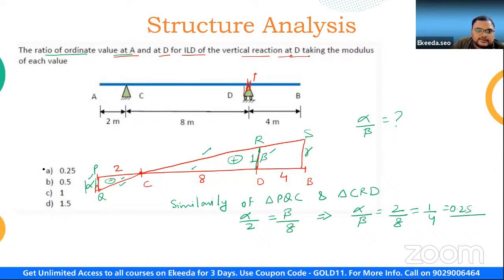0.25. So what is the correct option for this one? The correct option is simply 0.25. What was asked in the question? The alpha by beta value was asked. Right, guys? So I hope I have been clear to you. If anybody has any doubts, please ask me.